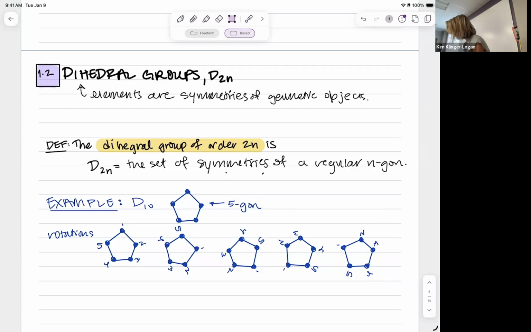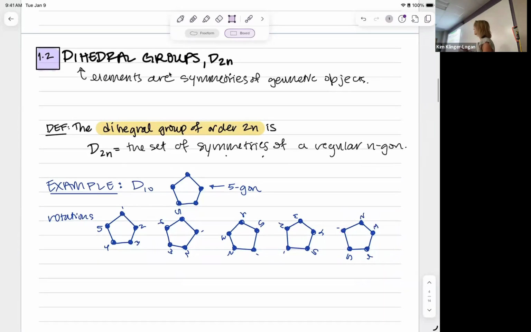pentagon. The other thing, what other kind of symmetries do I have in this? Yes. What's the word for this? Reflections. Very good. I like the dance moves more, but it's hard to write them down. So swish, swish, or reflections.